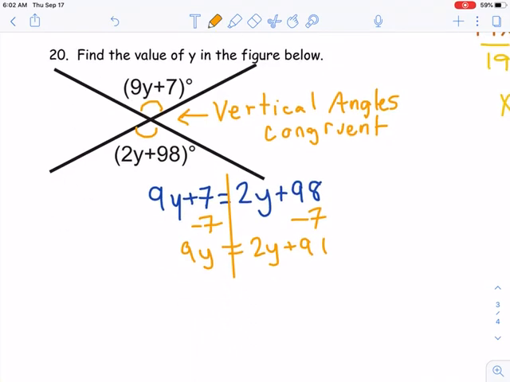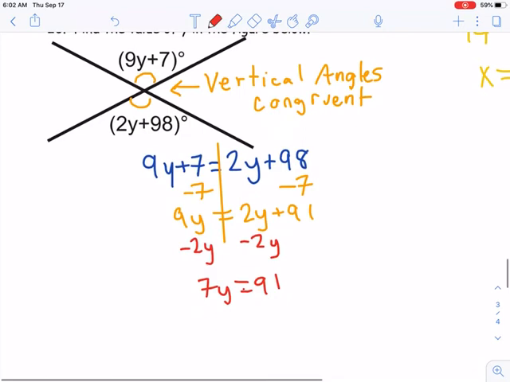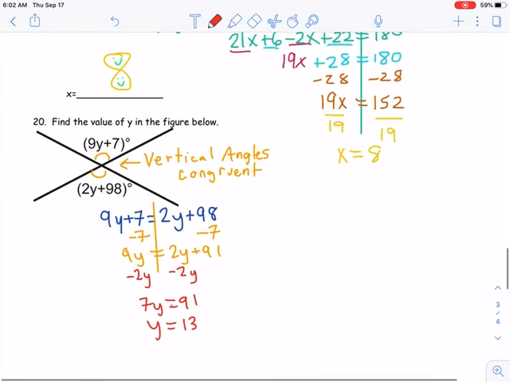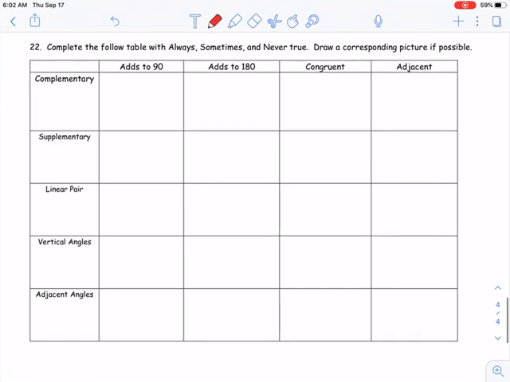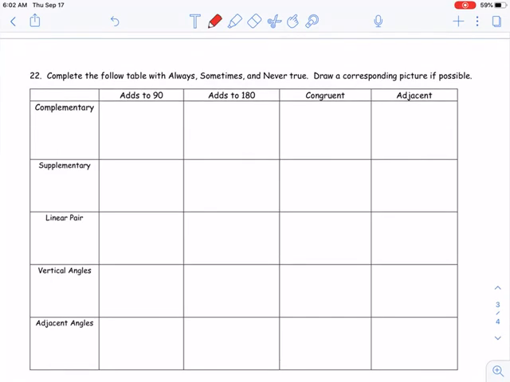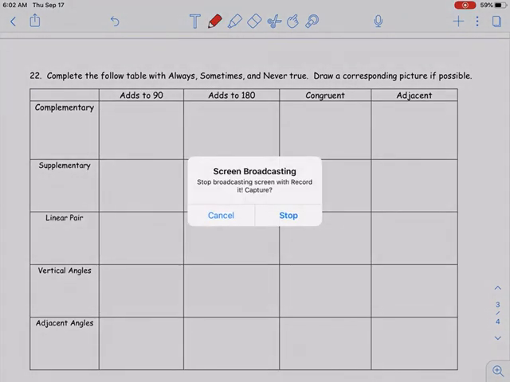But anyways, you set up this equation, and then it's just a matter of solving for y. Alright, we're going to get 7y equals 91, or y equals 13, because I divided both sides by 7. Okay? And then we got some logic table right here, just kind of organizing all our thoughts. We're going to do that in the last video. Stay tuned.